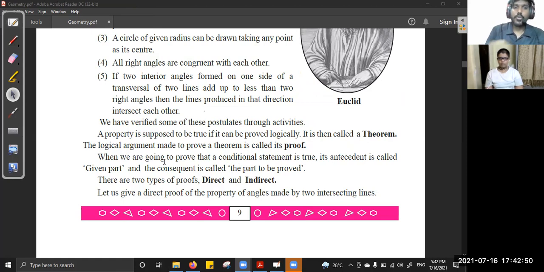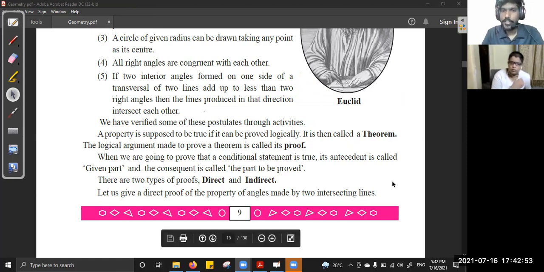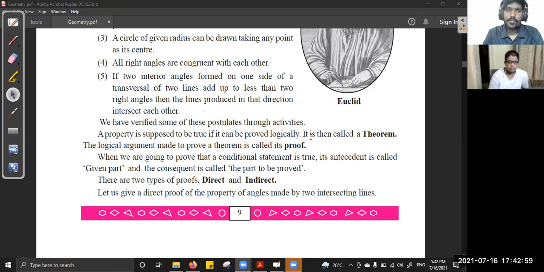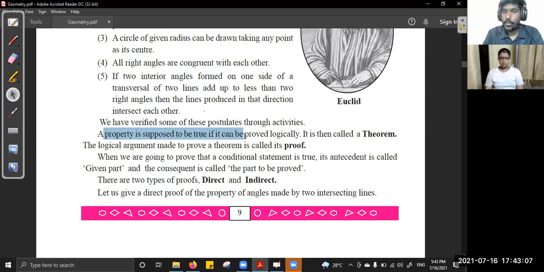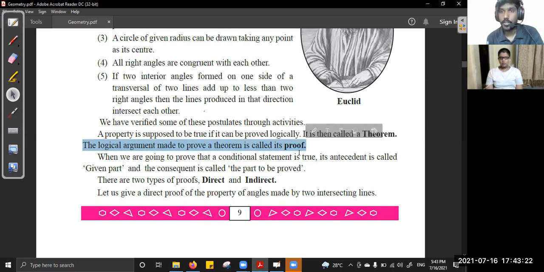Okay. So some of these postulates can be proved by sheer logic, and a property is supposed to be true if it can be proved logically. So by using proper logical statements and properties, we can prove a theorem. The logical argument made to prove a theorem is called a proof. So this is a very important thing. What is a proof? The logical argument, or the steps involved in proving it, is called a proof.